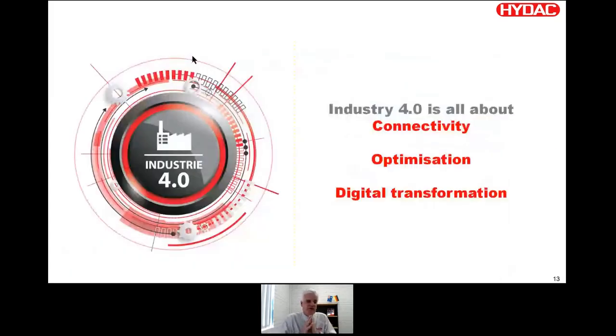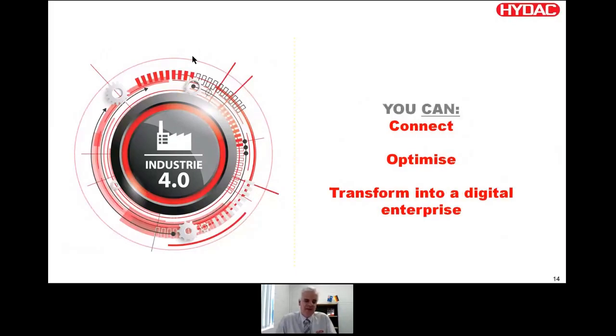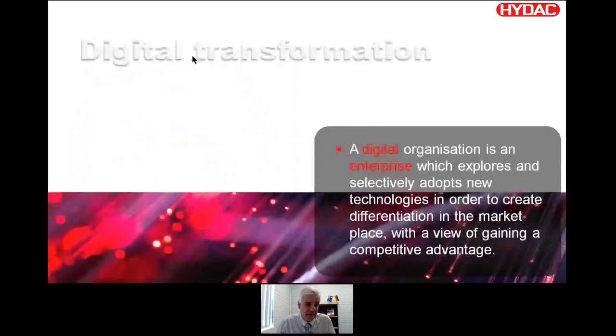So if we were to distill Industry 4.0 into a little shell and understand what it means, you could say it is about connectivity, it's about optimization, and it's about digital transformation. And the point I'd like to make is you can connect, and you can do it now. You can optimize, and you can do it now. And you can transform into a digital enterprise, and you can do it now. The tools are there, and they're ready to go. There's no reason to lag behind.